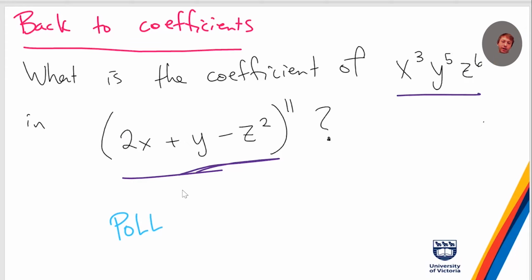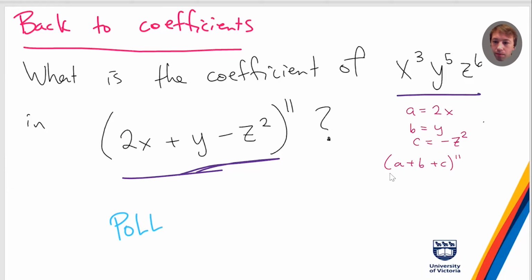The way I would suggest doing this, if you want a systematic way, is this: as you get better, you might be able to just pick off the answer by seeing the pattern. But when you're learning this, you might want a systematic approach. So what I'm going to do is a substitution. Let A be 2x, B is y, and C is negative z squared. So the expression I'm looking at just becomes (a + b + c) to the 11.